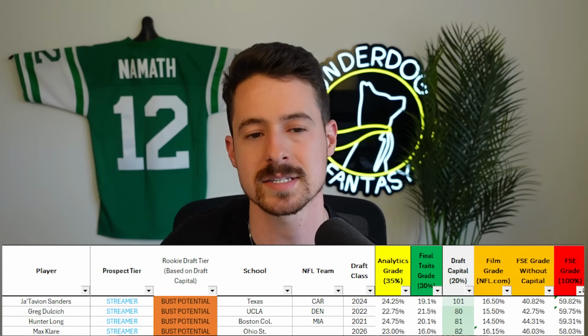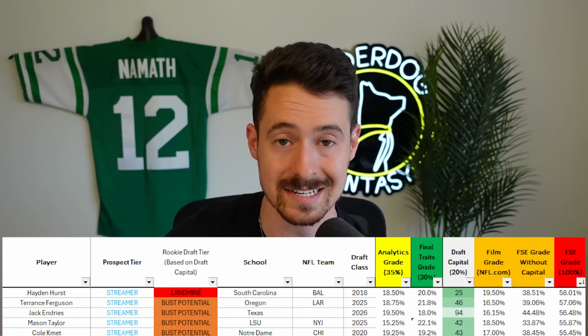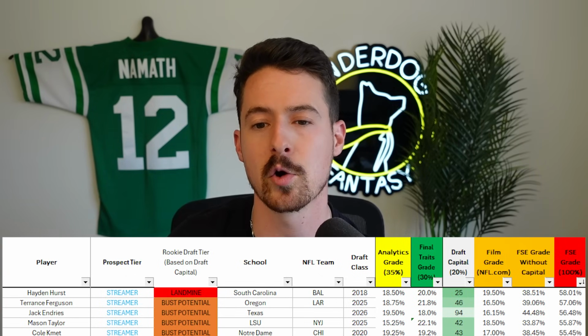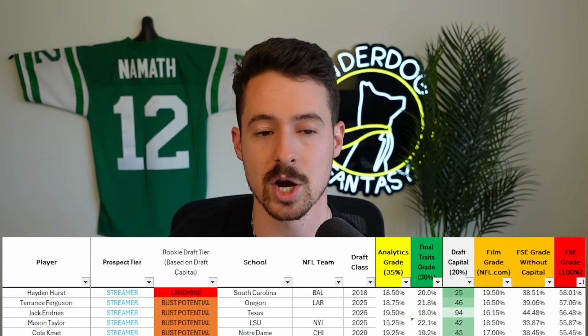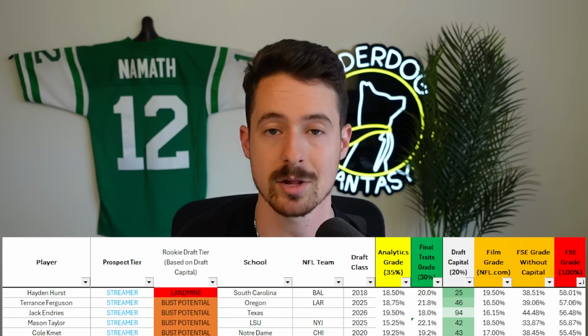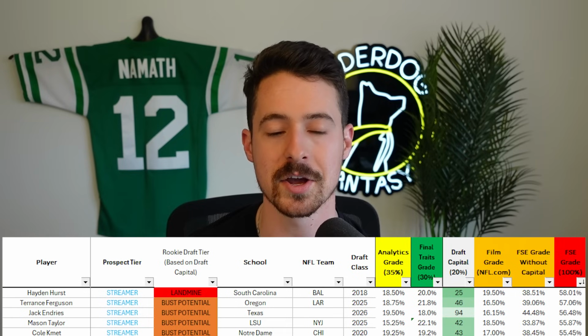And same goes for the next guy, which is Jack Endries from Cal, but now of Texas. So he played for the University of California for 2 years, transfers to the Texas Longhorns this year, and is going to replace Gunnar Helm. You could see his comps here: Terrence Ferguson, who's in this year's class, Mason Taylor, who's in this year's class, and then Hayden Hurst, Cole Kmet, as far as the comparisons that he draws.